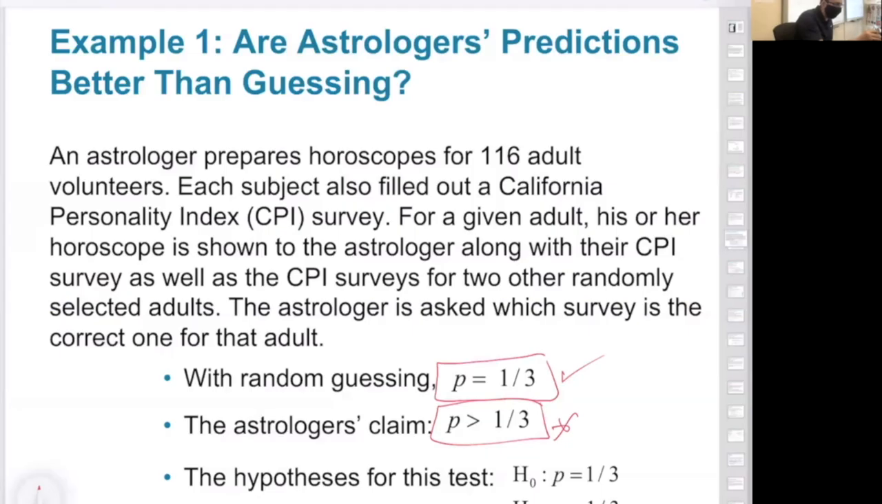The null hypothesis: the population proportion is equal to 1/3. But the alternative hypothesis is the claim of the astrologer, so it's what? Greater than 1/3. P greater than 1/3. So this is the null hypothesis and the alternative hypothesis.